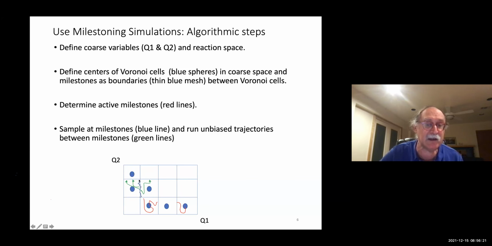So we run a molecular dynamics trajectory here, which is confined to the line here, or to the milestone here, and we get a number of conformations at this particular point. Once we are doing it for all the milestones that are active, all the milestones that we have identified, then we run unbiased trajectories from each of the milestones, like the green line here. We run until they hit, for the first time, another interface or another milestone, and then they are terminated.